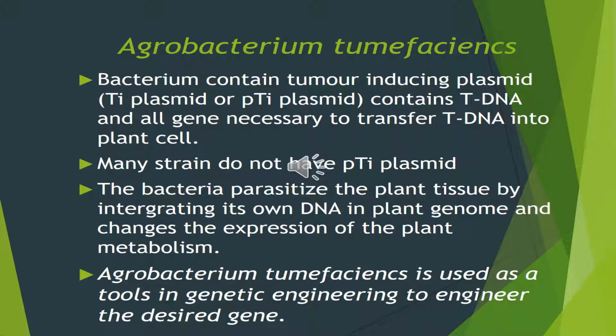The mechanism this bacterium uses to parasitize plant tissue involves the integration of some of its own DNA into the host genome, resulting in tumor and changes in plant metabolism. Agrobacterium tumefaciens is now used as a tool for engineering desired genes into plants. So, it is a very good engineering tool which nowadays is used to transform plants with a desirable gene.